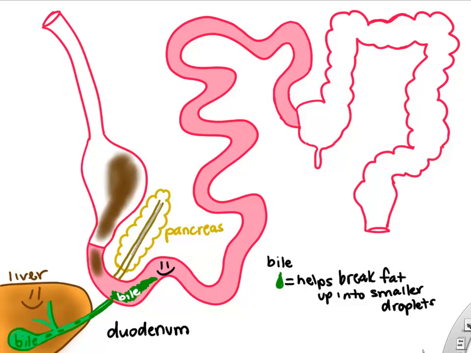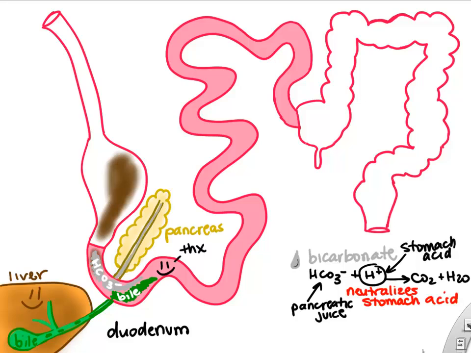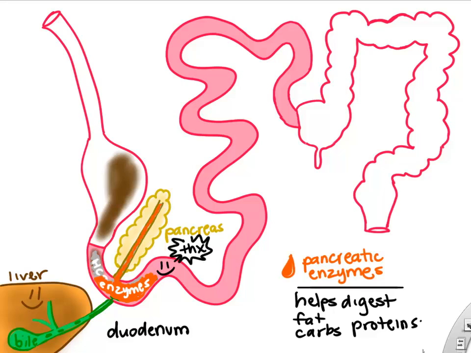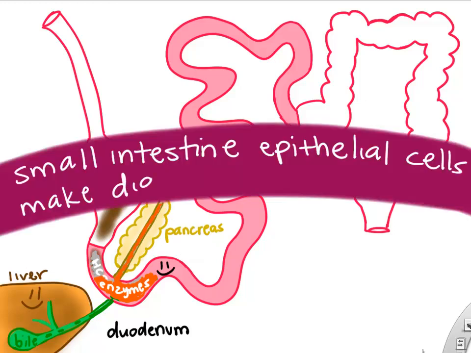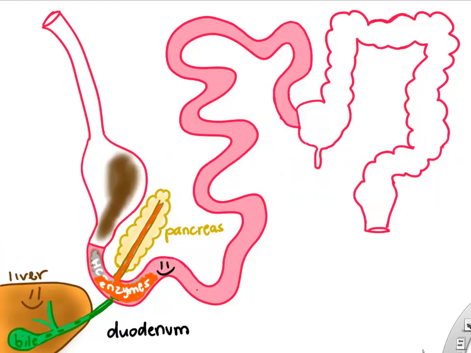The pancreas also secretes into that duodenum in the small intestine. The first thing that it secretes is bicarbonate. Bicarbonate is going to be really important in neutralizing stomach acid. Remember, those little hydrogen ions are very acidic, and those are coming down into the duodenum from the stomach. But that bicarbonate from the pancreas will help neutralize it. The other thing that the pancreas secretes are pancreatic enzymes. These pancreatic enzymes are going to help digest fats, carbs, and proteins. Again, this is important for the small intestine to do its job. So thankfully, the liver and the pancreas help out that small intestine with bile and enzymes and bicarbonate.